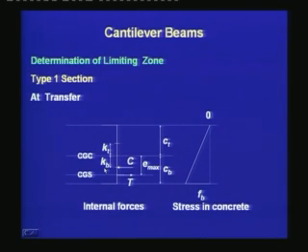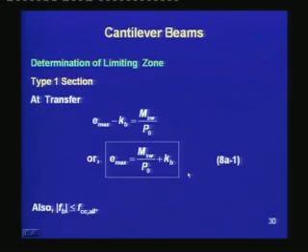kt and kb represent the distances of the kern points from the CGC. ct and cb represent the distances of the top and the bottom fiber from the CGC, and Emax is the distance of the CGS from the CGC when C lies at the bottom kern point. We are using this stress diagram to develop the expression of Emax.